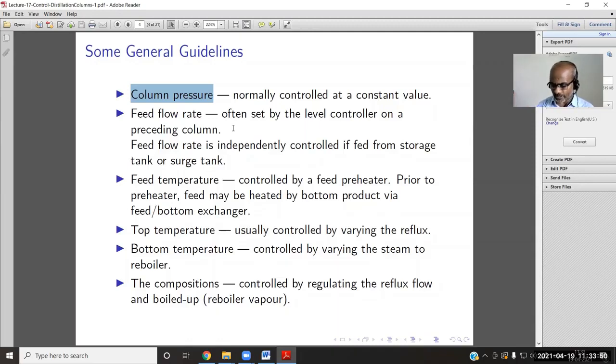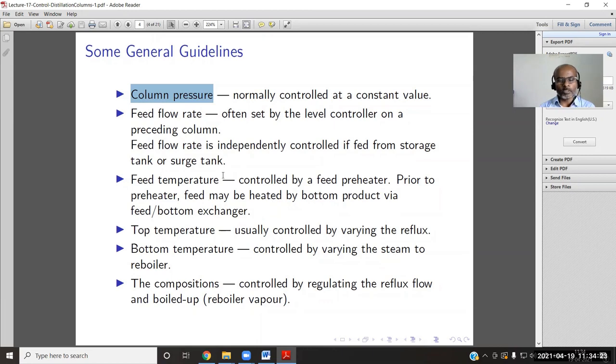But how does the pressure change? What is the most common variable affecting the column pressure? Someone try the question, let's see. So always we should control the column pressure. Column pressure means the entire distillation column pressure, but normally we measure the pressure at the top of the column, which is again a measure of the condenser pressure. How do you regulate the column pressure, or how do you maintain the condenser pressure?